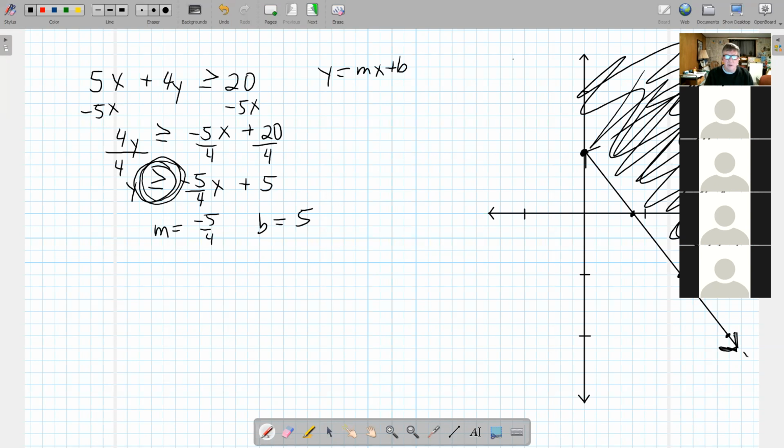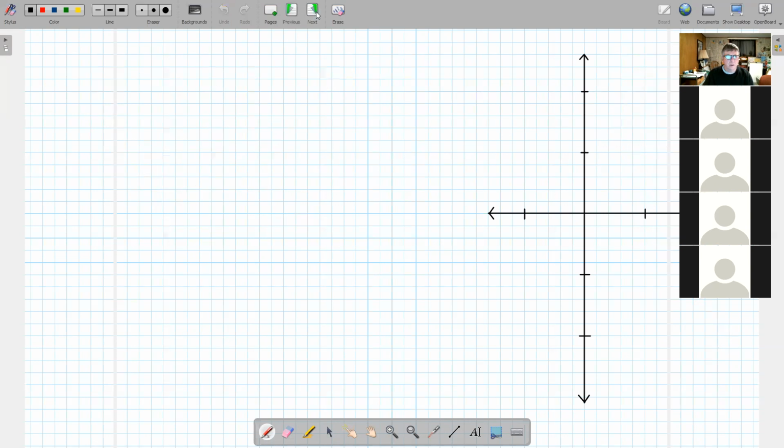All right, now I want to go back and do this problem again. We have 5x plus 4y is greater than or equal to 20. This time, instead of putting the inequality in slope-intercept form and using the slope and the y-intercept to get the graph, we're going to just plot some points. In fact, let's find the x and y intercepts. We don't have to find those specific points, but I'm going to do that.